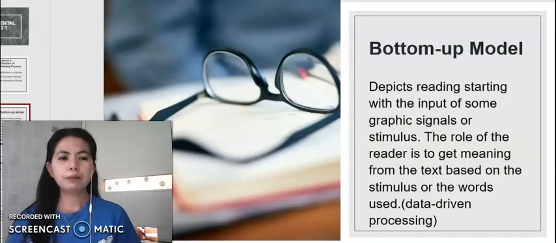For the bottom-up model, it depicts reading starting with the input of some graphic signals or stimulus. The role of the reader is to get meaning from the text based on the stimulus or the words used. The bottom-up model is also called data-driven processing. So the reader will get the word before the meaning.